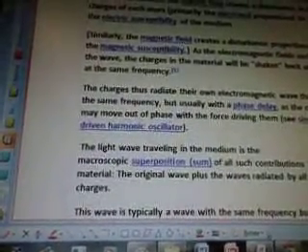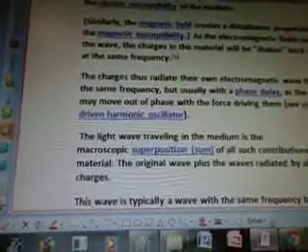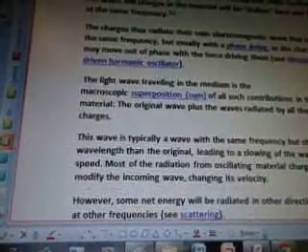As electromagnetic fields oscillate in the wave, the charges in the material will be shaken back and forth at the same frequency, like a milkshake. The charges thus radiate their own electromagnetic wave that is at the same frequency, but usually with a phase delay, as the charges may move out of phase with the force driving them. See sinusoidally driven harmonic oscillator.